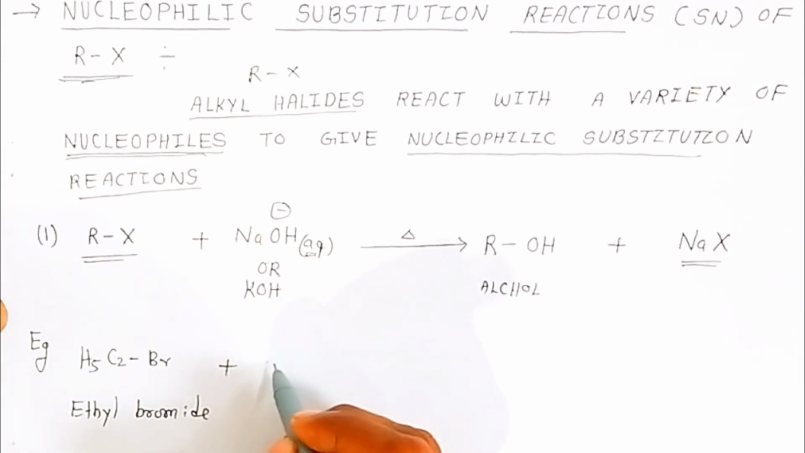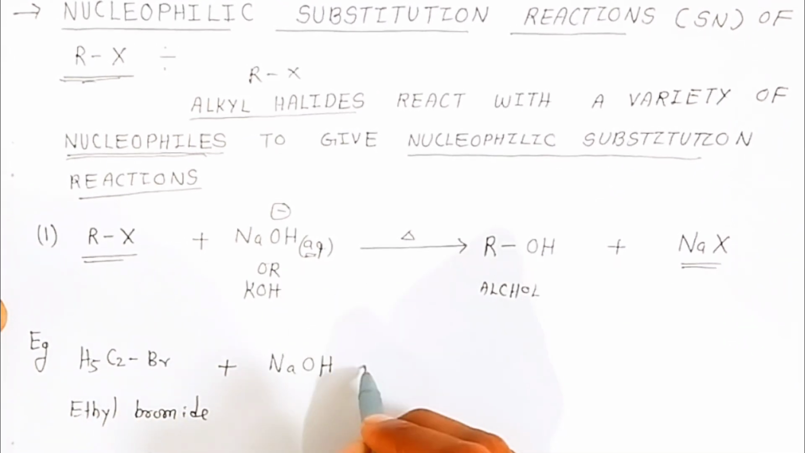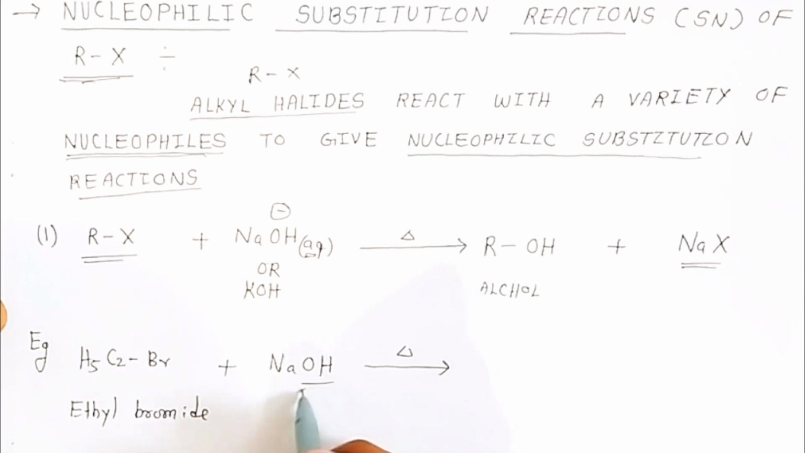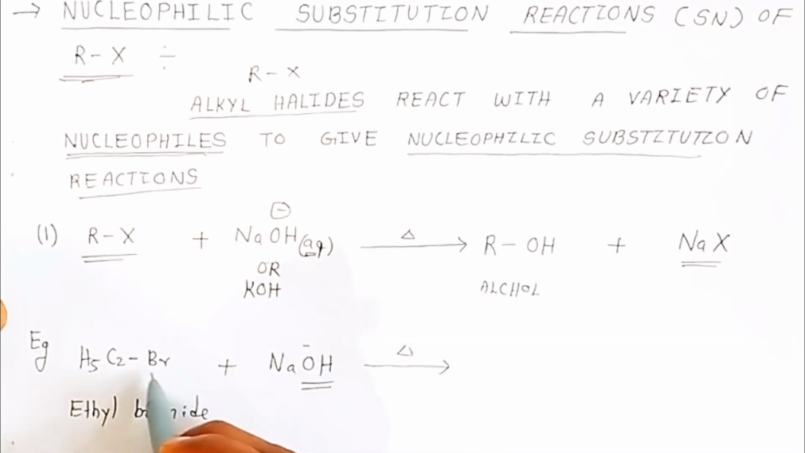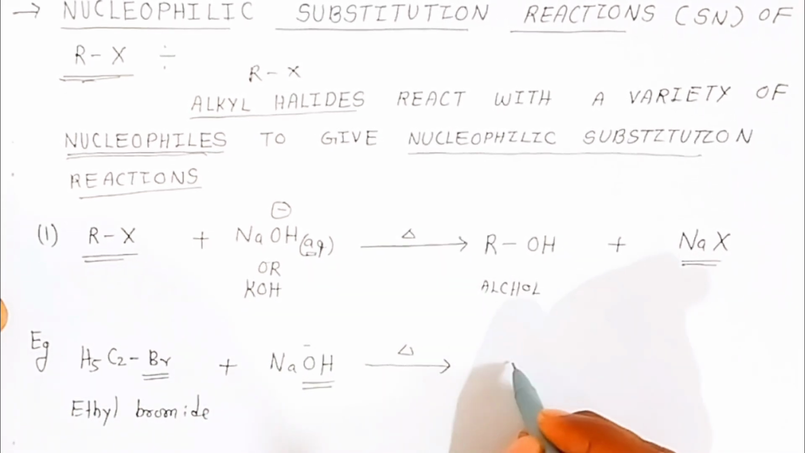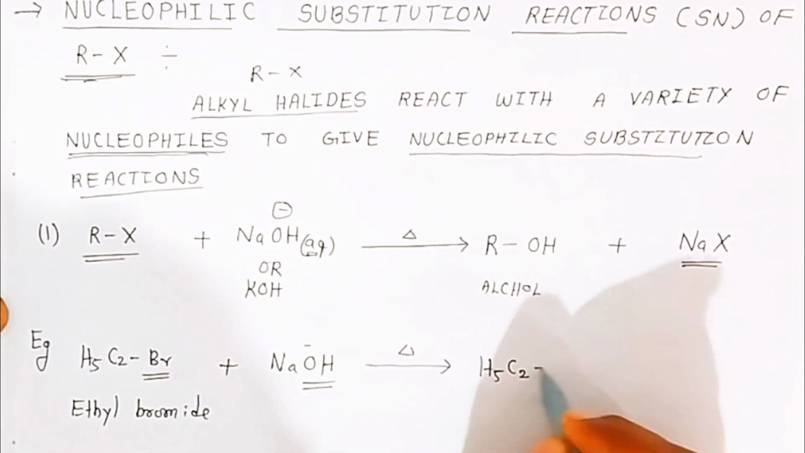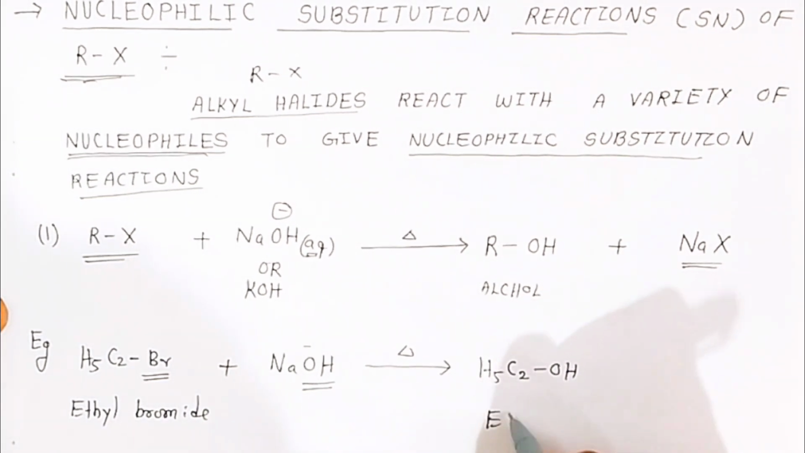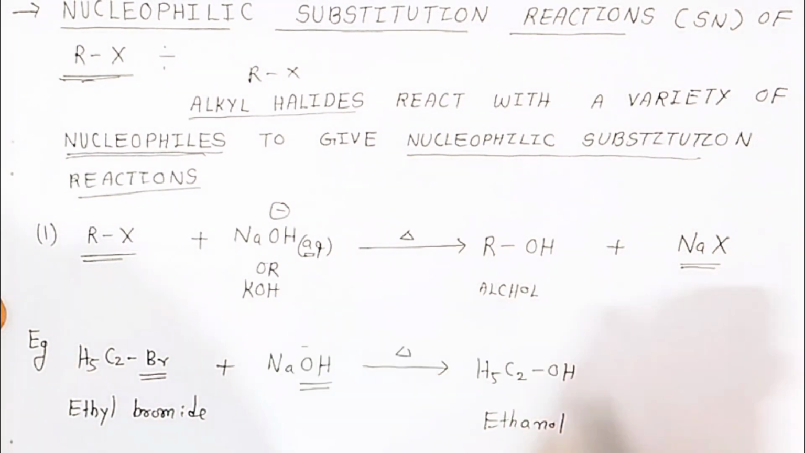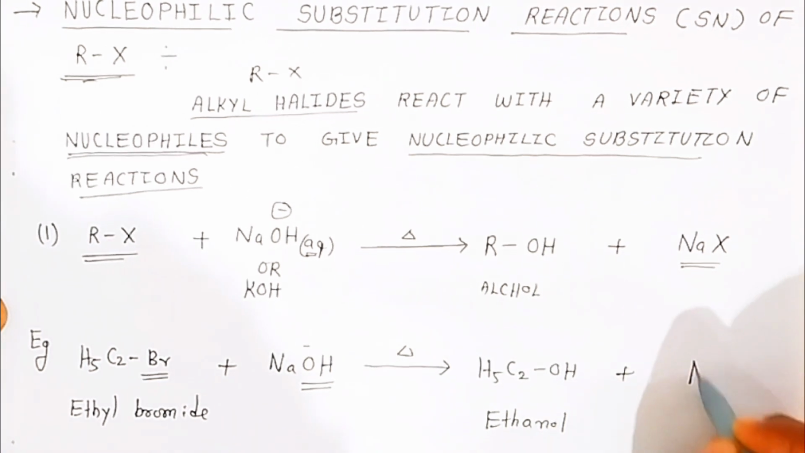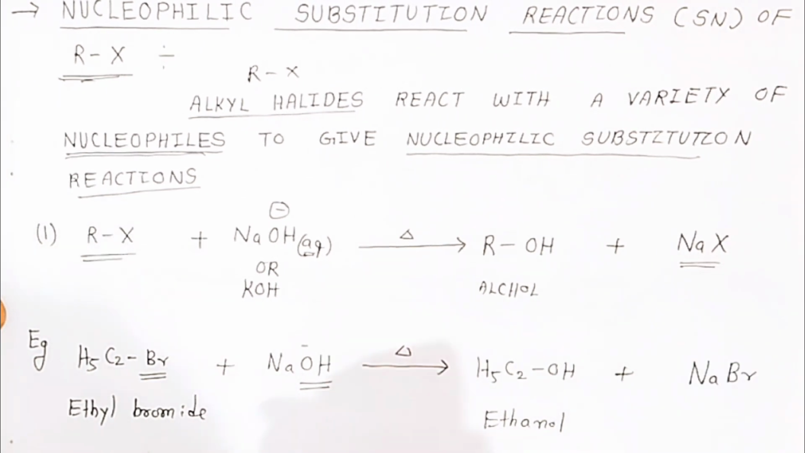When ethyl bromide reacts with aqueous NaOH and is heated, what happens, students? The OH minus will replace the bromide, and there is a formation of C2H5OH, that is ethanol. Ethanol is formed from ethyl bromide, and sodium bromide is eliminated as a byproduct. Understanding, students? So this is the example.